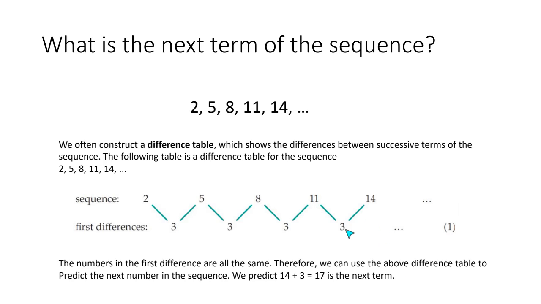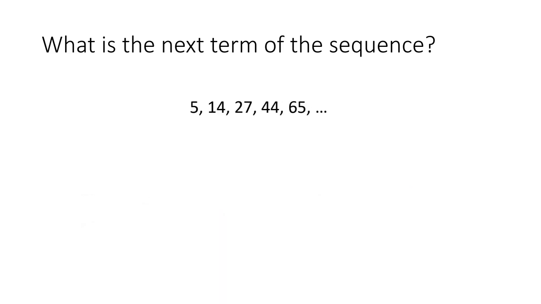Okay, so what we can do here is, now that we know that this is 3 and this is 3, then I can assume that the next one will be 3. And so let me just draw something here. So I can use inductive reasoning and say this would be 3. So 14 plus 3 would be our 17. Okay. So let's go to another one.